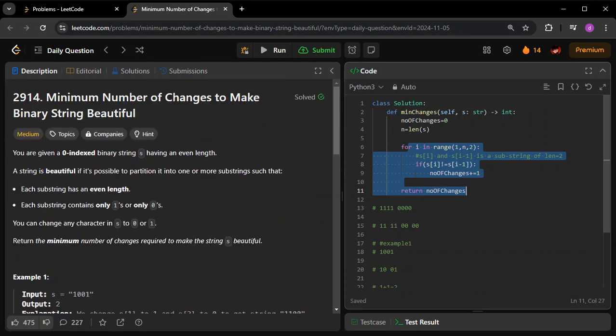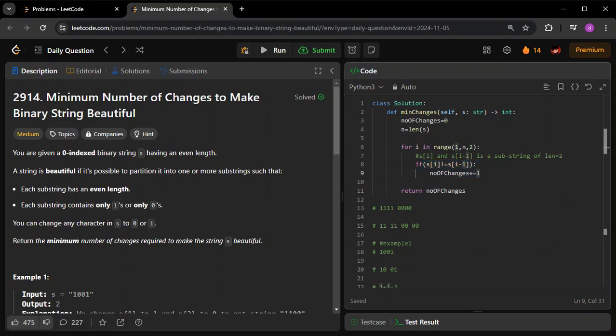You will be given some hints. When they're saying one or more substrings, and the substring should have even length, what is the smallest possible substring that we can have? Then we have to analyze that if the smallest possible substring is satisfying this property, and we're combining such substrings, for example this and this, we will get a bigger substring which is satisfying the property. That is the idea that we are going to follow. We dig down to the smallest possible substring having even length, then check whether they have the same values or not, and if they don't, we add one.